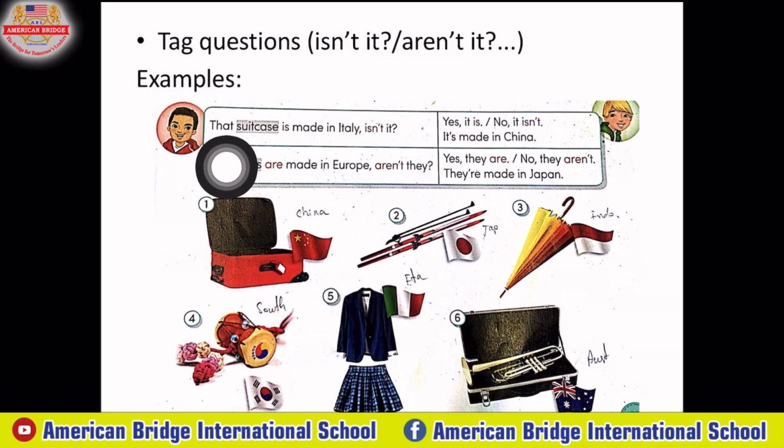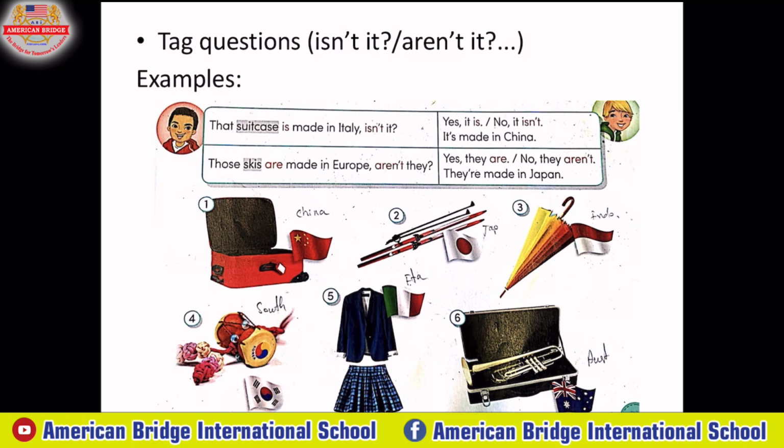Again, that suitcase is made in Italy, isn't it? The meaning is like asking, is the suitcase made in Italy? But you don't need to ask the question. You can use the tag question, isn't it? See? For sure, if it is not, you can say no, it is not. If you don't want to make the question with the passive voice, like I showed you at the moment, it was like, is the suitcase made in Italy?